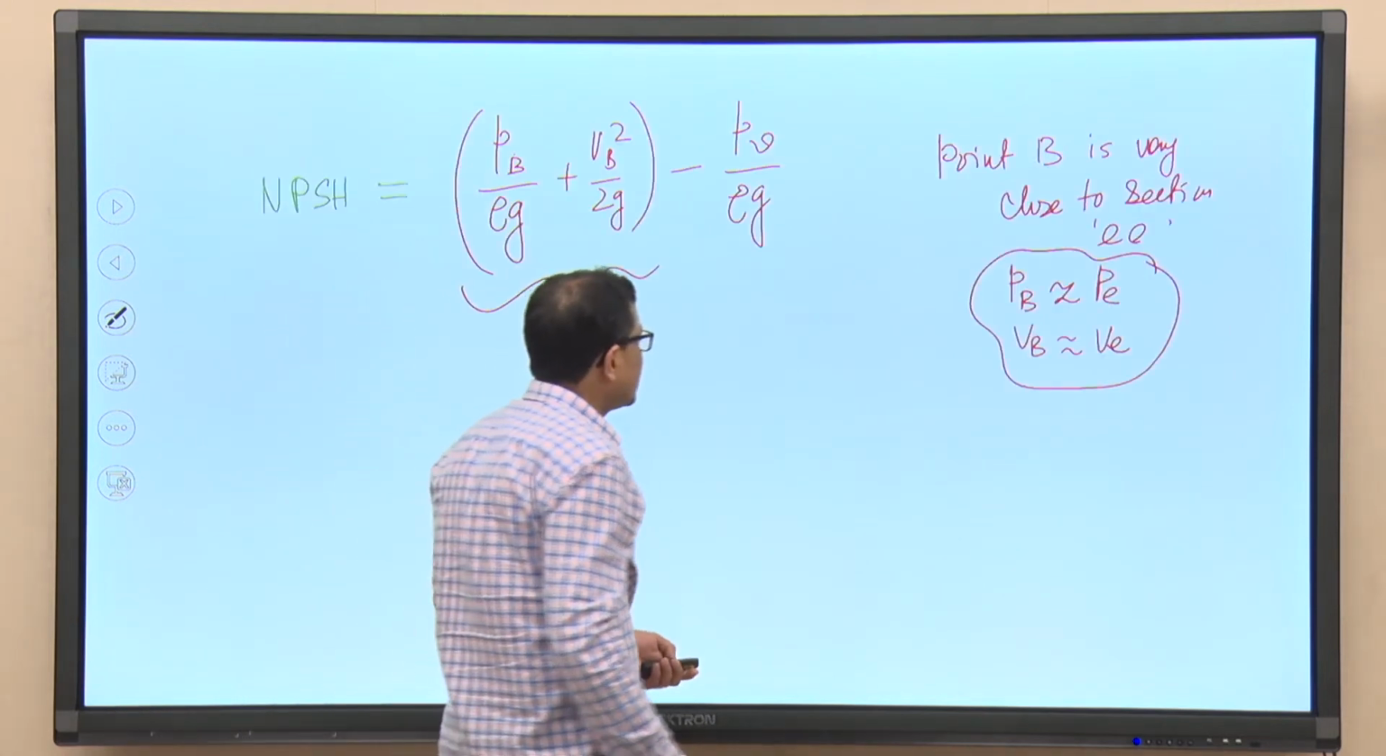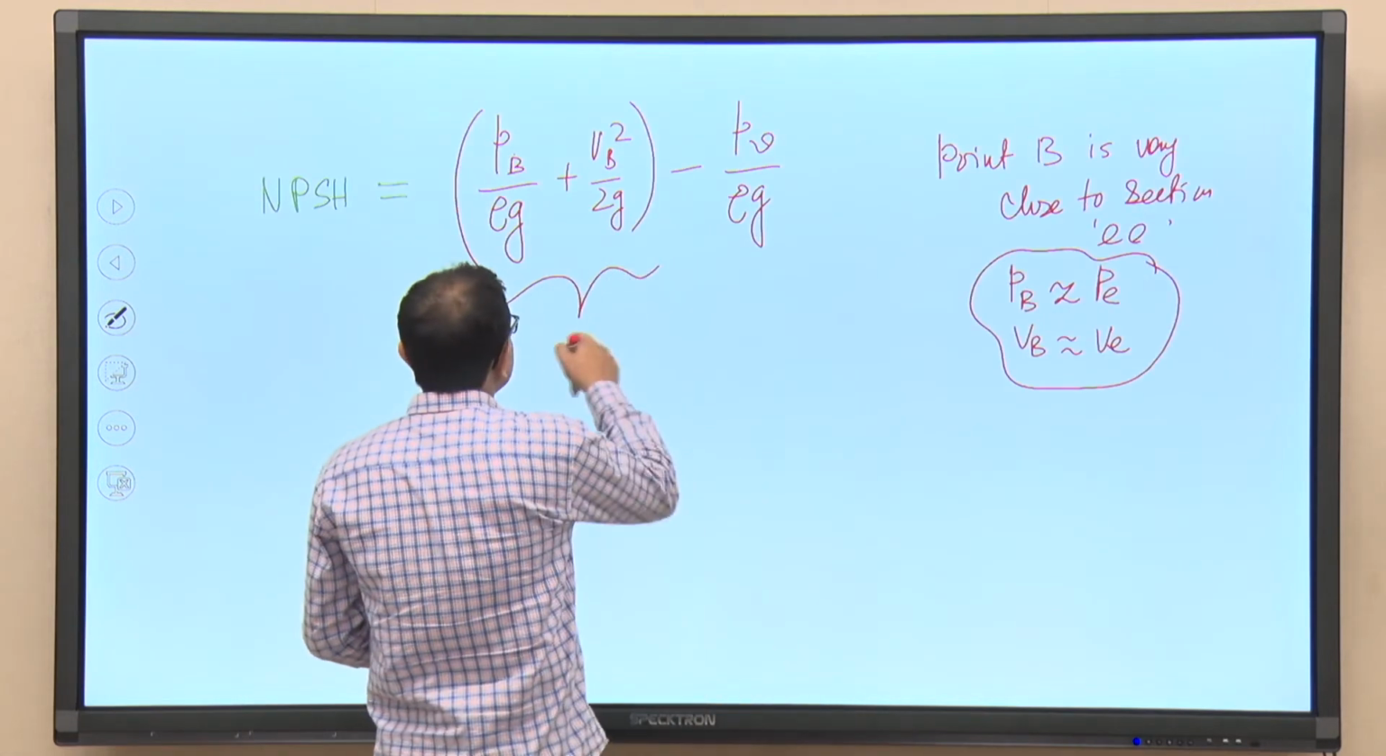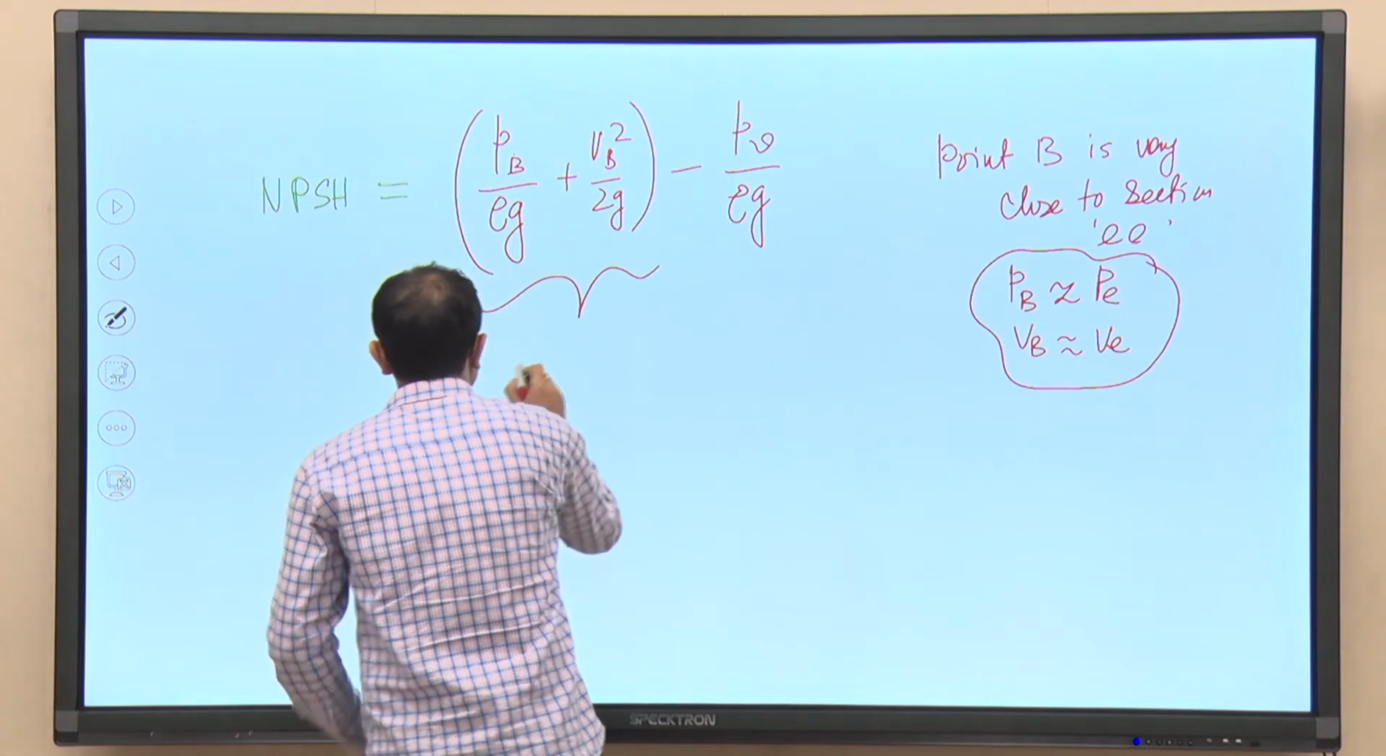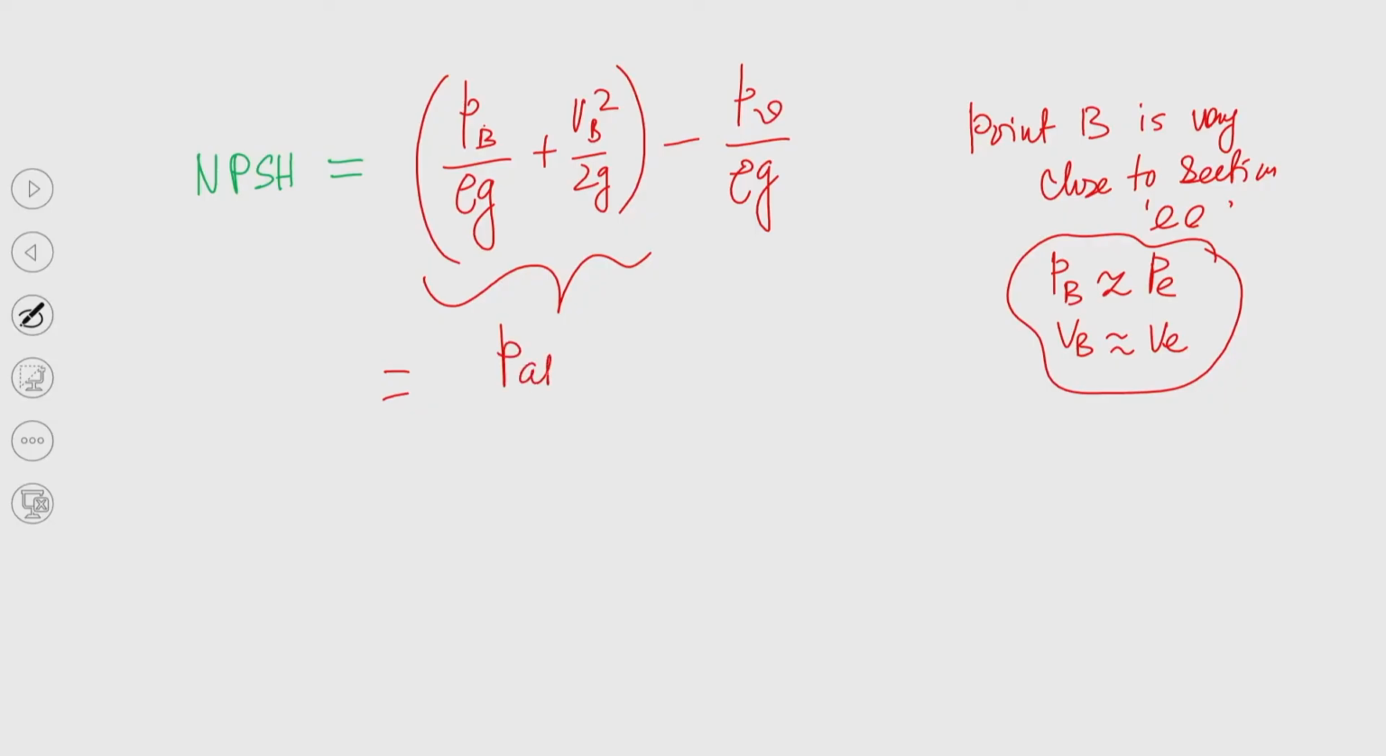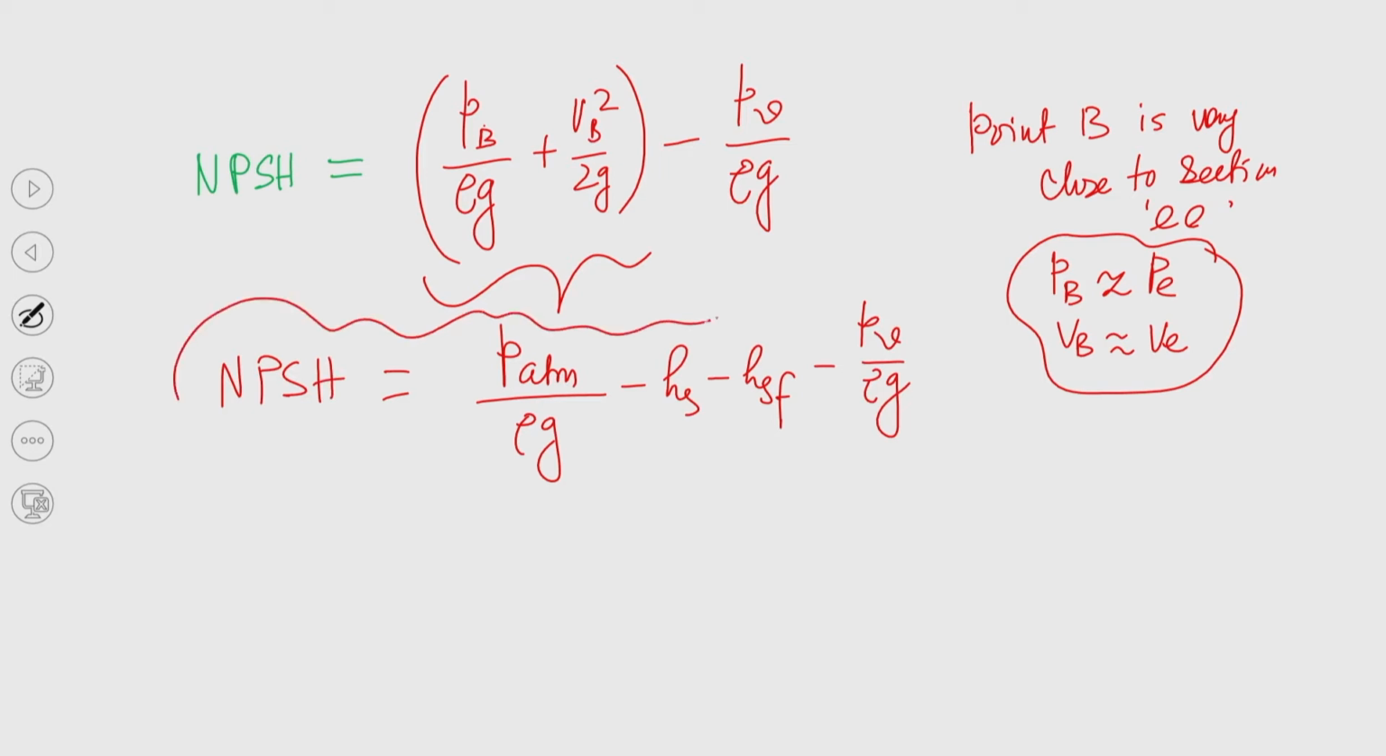Very quickly, this quantity can be written as P ATM by rho g minus Hs minus HSF minus PV by rho g. So, this quantity is the net positive suction head.